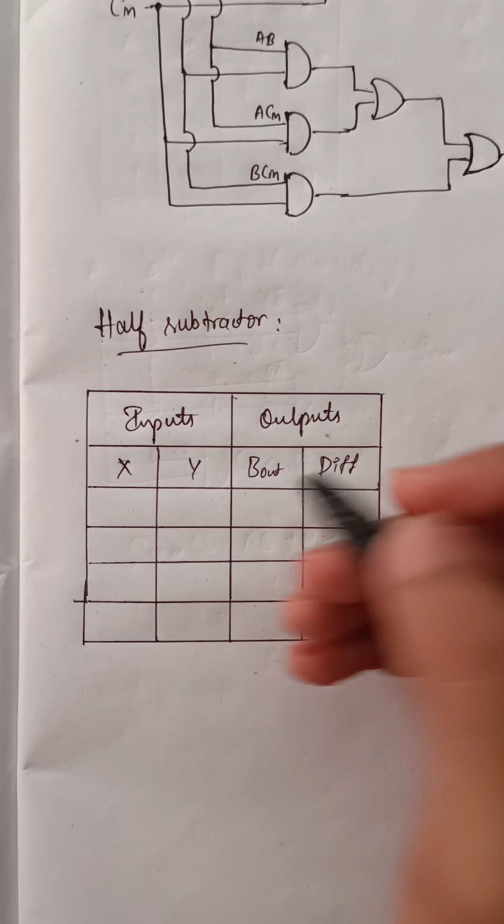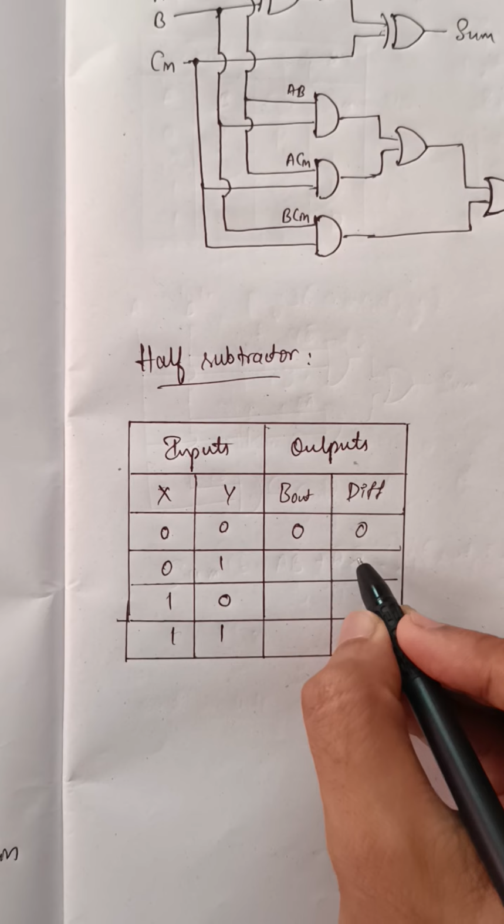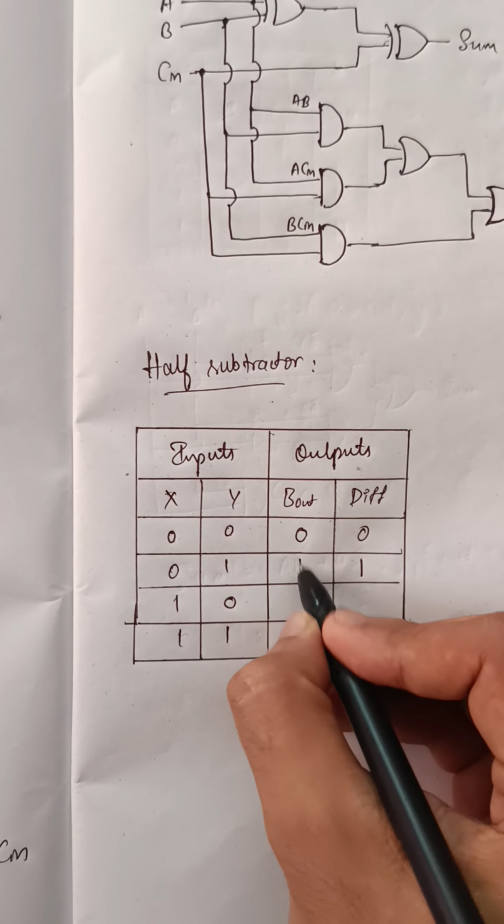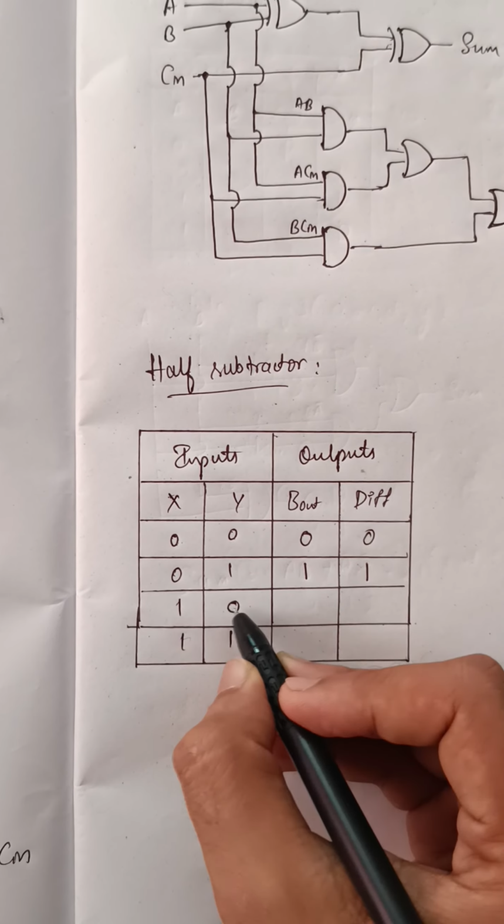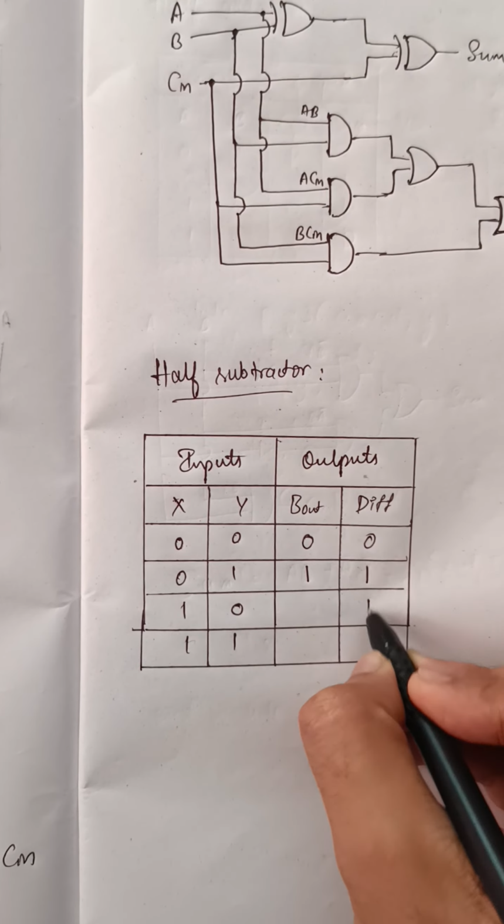Now we will discuss about the half subtractor. Okay, here the inputs are X and Y. There are only two inputs. Here 0 0, 0 1, 1 0 and 1 1. Here 0 and 0 difference is 0 and borrow out is 0. Here 0 1 difference is 1, borrow out is also 1. Here 1 0 difference is 1, borrow out is 0. And here 1 1 difference is 0 and borrow out is also 0.